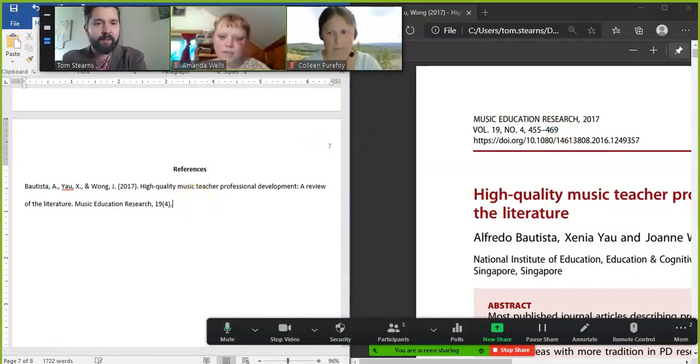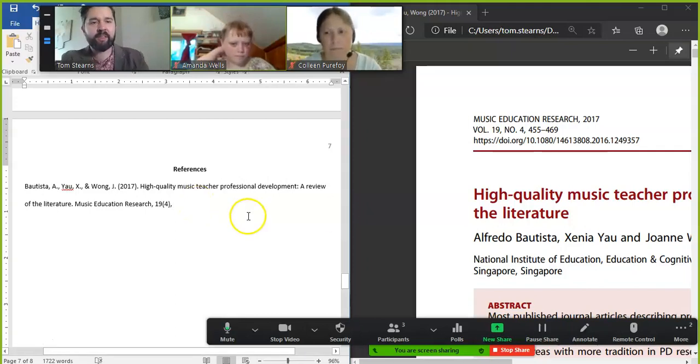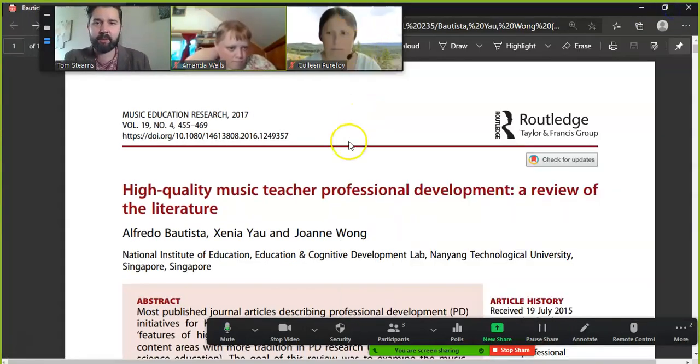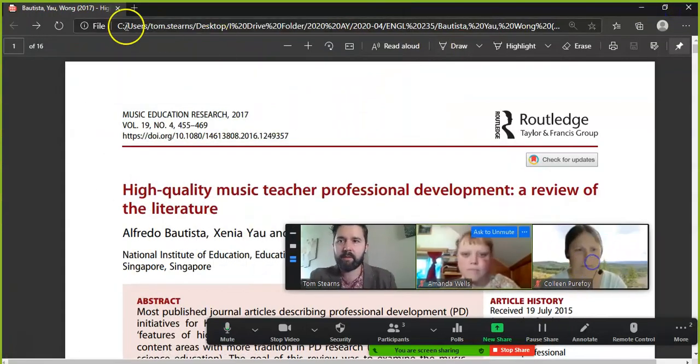And then I'm going to put a comma and the page span. And you might think, well, the page span here, well, this is page 1 of 16. So my page span is 1 through 16, right?